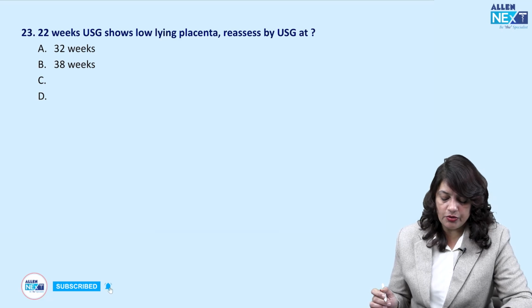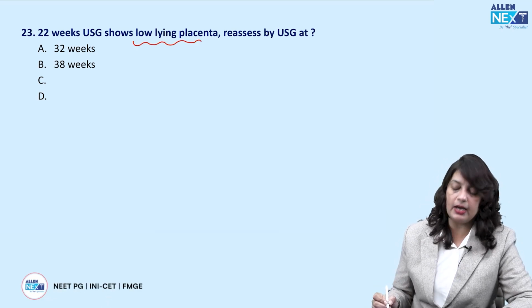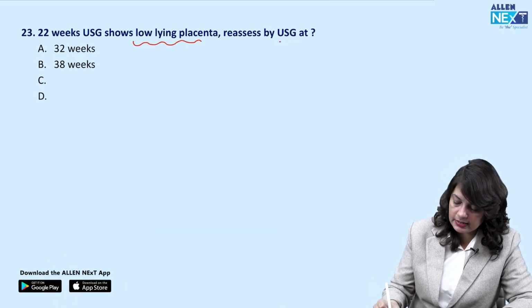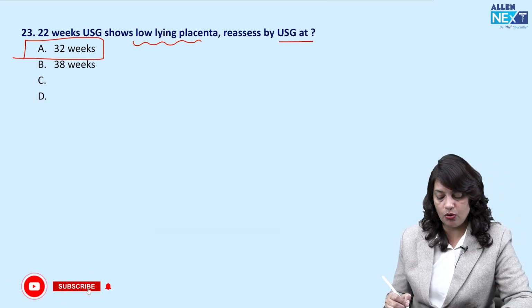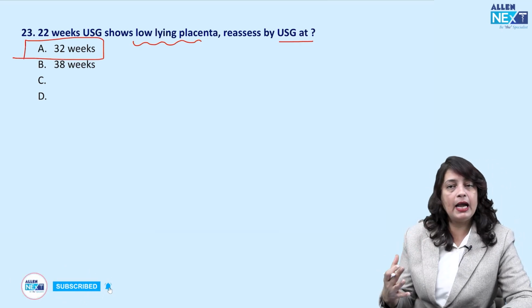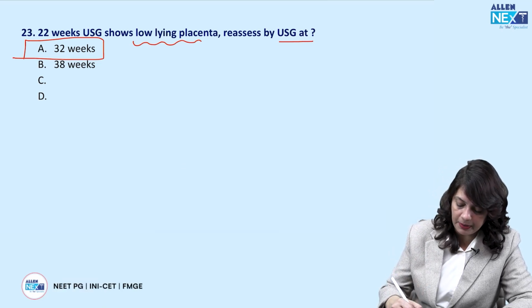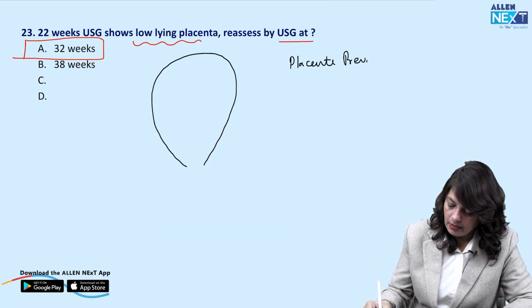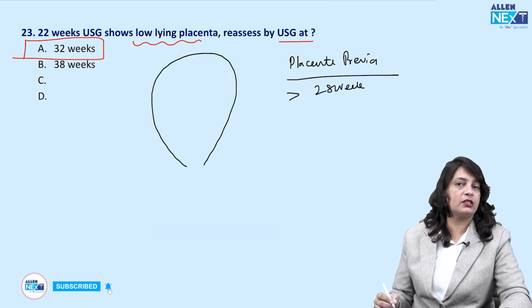Next, 22 weeks ultrasound shows low-lying placenta. Reassess the ultrasound at 32 weeks. So always remember, reassess ultrasound should be done at 32 weeks to do the localization of placenta. At 22 weeks, we cannot comment that it is placenta previa, because the definition of placenta previa starts after 28 weeks. So that is third trimester.